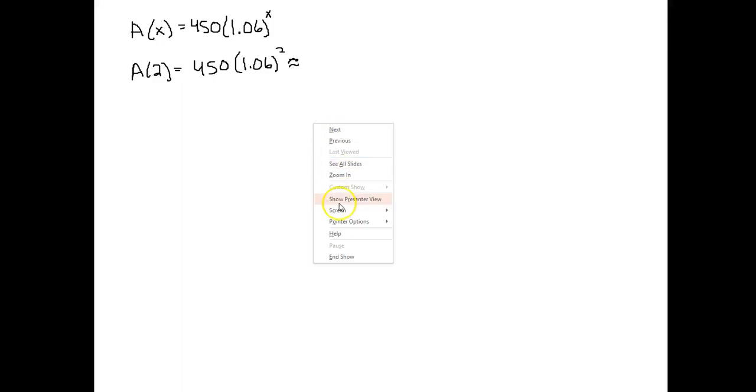Okay, so when X is 2 years, 450 times 1.06 squared. So square 1.06 first because of order of operations, and then times that by 450. You get $505.62. I don't even have to actually approximate because it comes out exactly that.